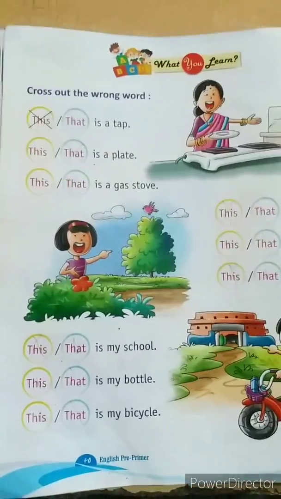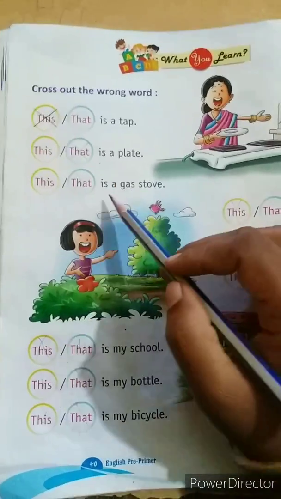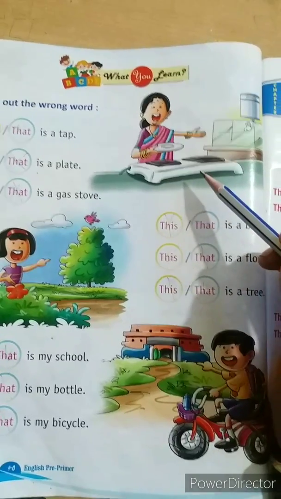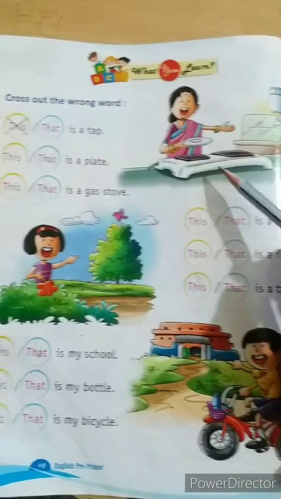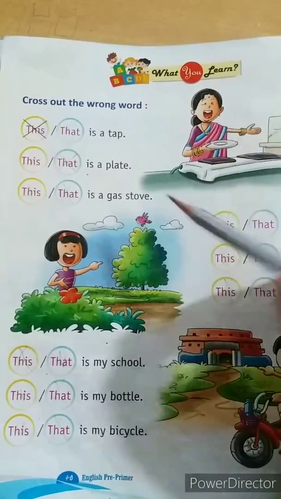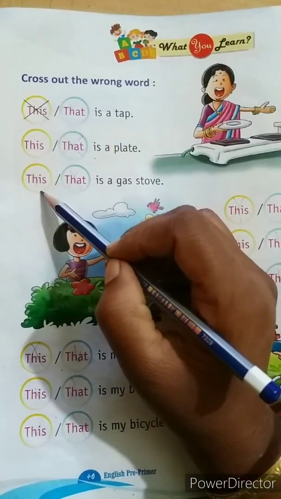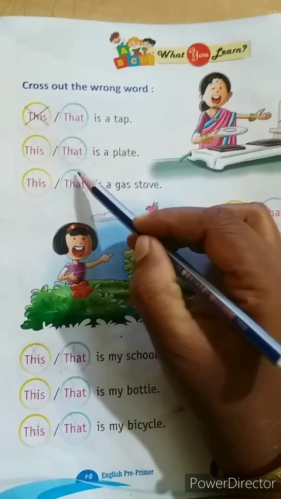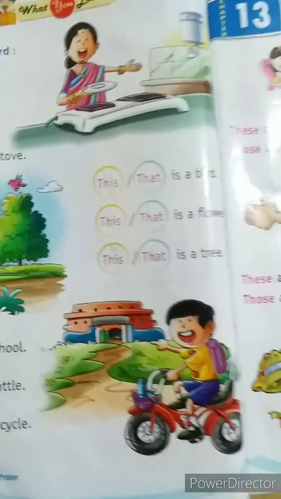Okay, children. Now see the next line. This or that is a gas stove. Is the gas stove near or far to mummy? Can you tell me, children? Yes, this gas stove is near to mummy. Near means this will be the correct answer and that will be the wrong answer. So we have to put a cross here. Understood, children?